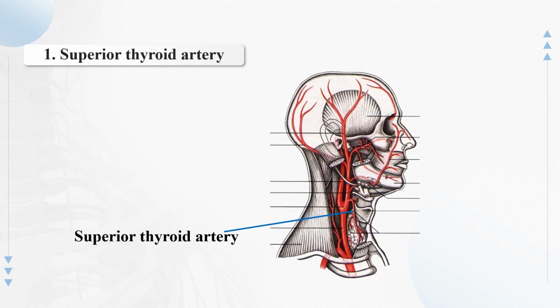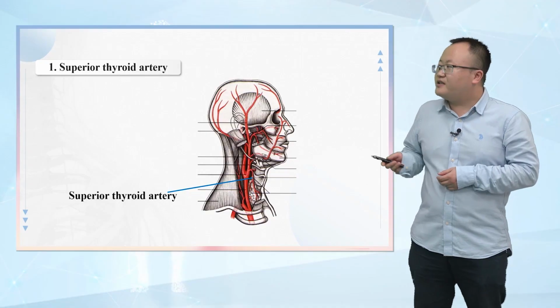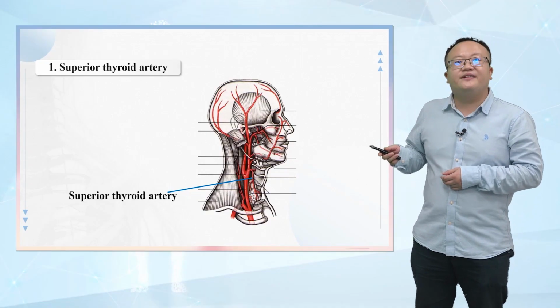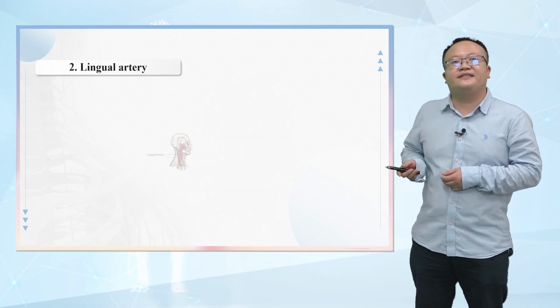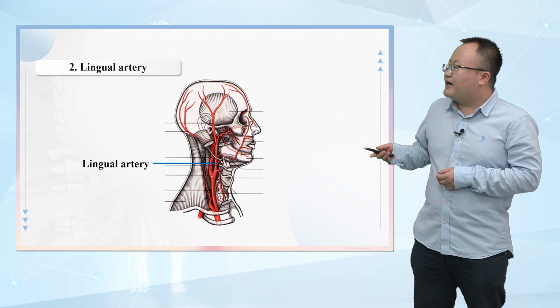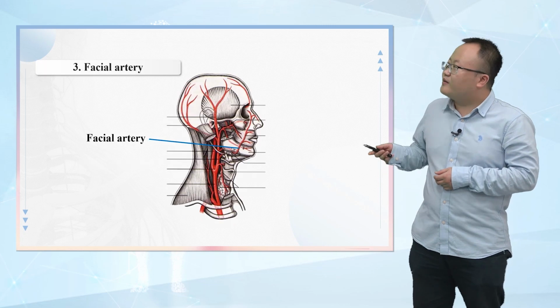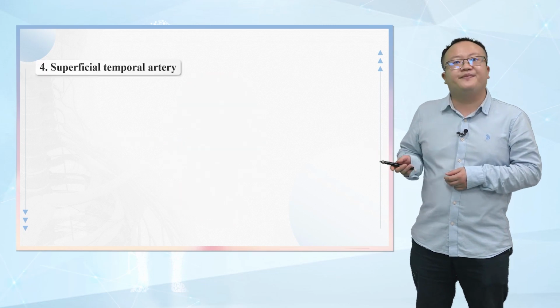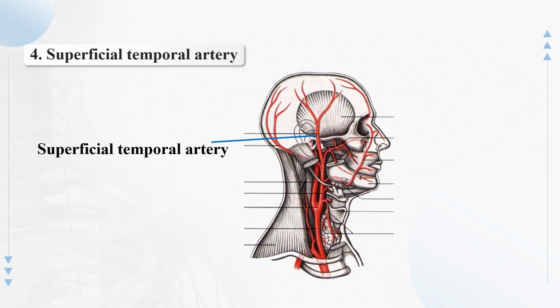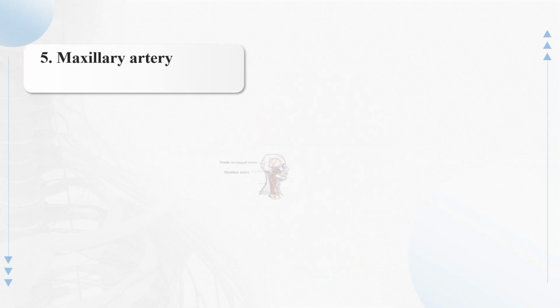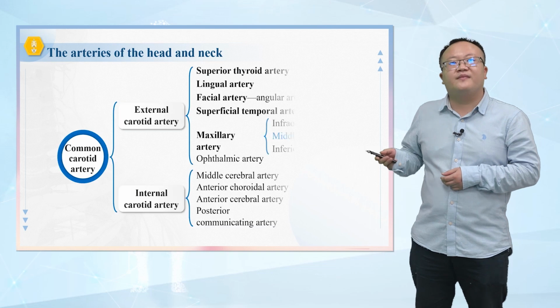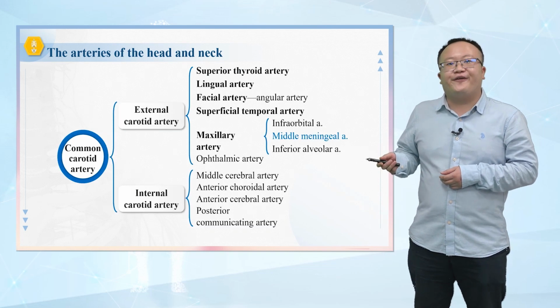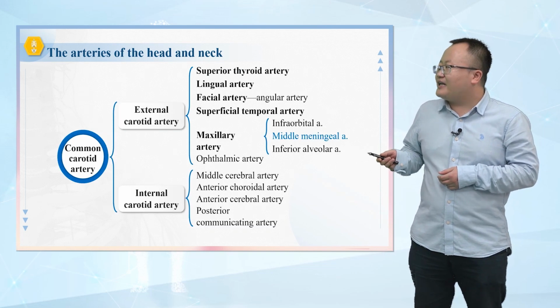We'll talk about the following. First is the superior thyroid artery, as the picture demonstrates. Second is the lingual artery. Third, the facial artery, then the superficial temporal artery, maxillary artery, and others. The total is 8.